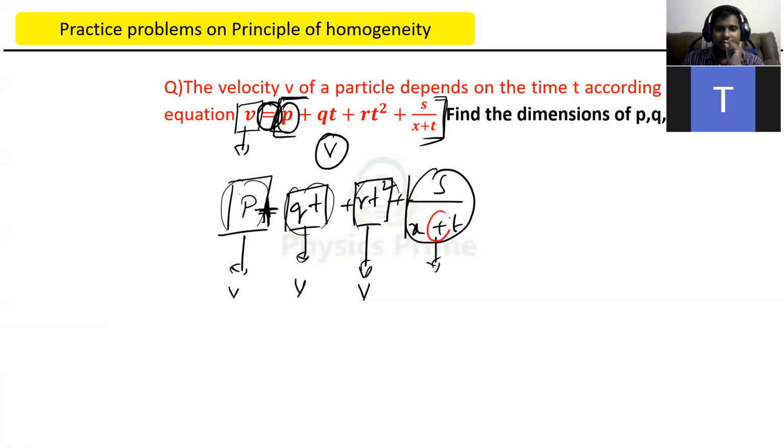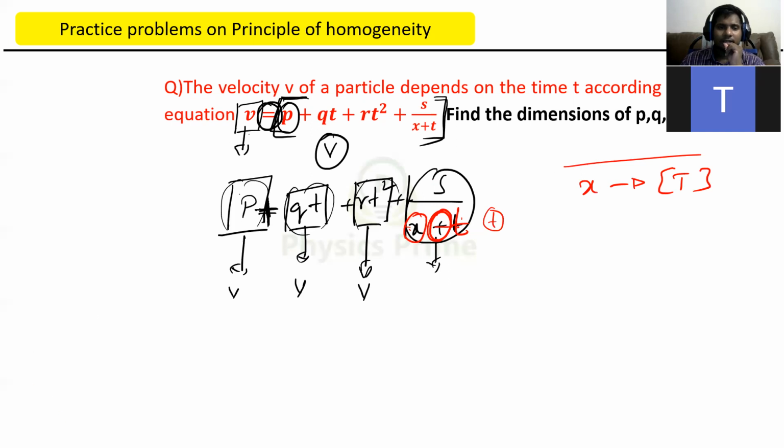So that means if this is time, this should also be time. Got it? Time can only be added to time, right? If you add time, you will get time again. Now you carefully see, the dimension of X is time or not? Tell me, the dimension of X.